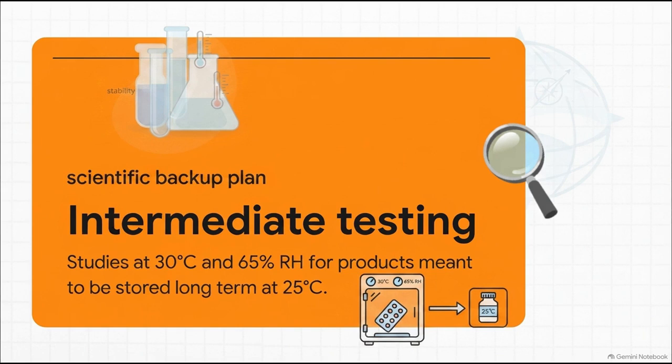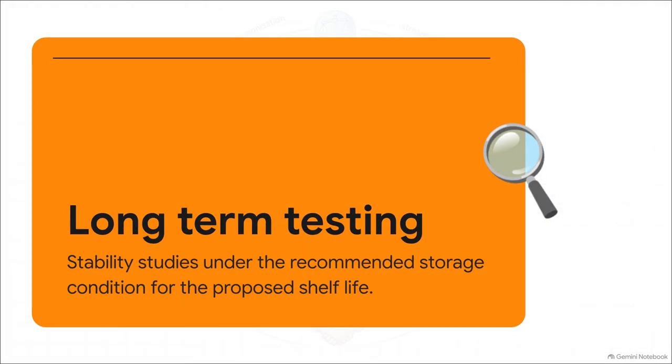If your drug fails the intense stress of the accelerated gauntlet, regulators allow you to drop the temperature and humidity down slightly to 30 degrees Celsius and 65% relative humidity. It's a middle ground to evaluate stability if the most extreme conditions just prove too harsh for the formulation. But ultimately, there's absolutely no substitute for the real thing. Long-term testing involves storing the drug at its recommended storage condition for the entire proposed shelf life. This is the real-time, undisputed proof required to legally back up that expiration date printed on the final label.